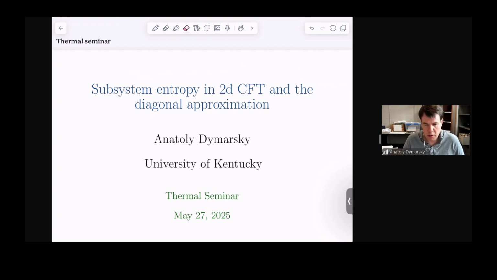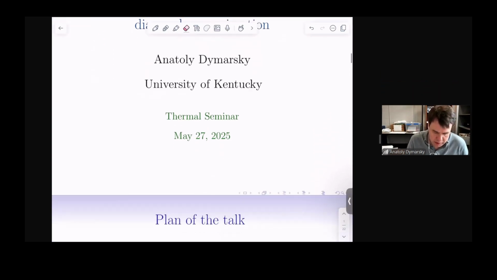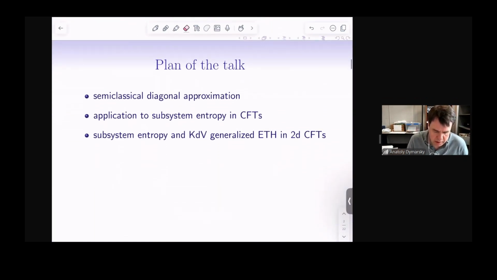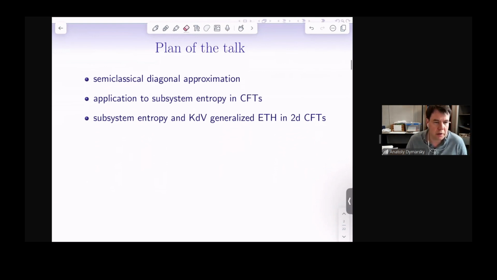I would like to discuss our recent works where we calculated some subsystem entropy in different conformal field theories. But I will start my talk from maybe a historical overview. So here is the plan of my talk.